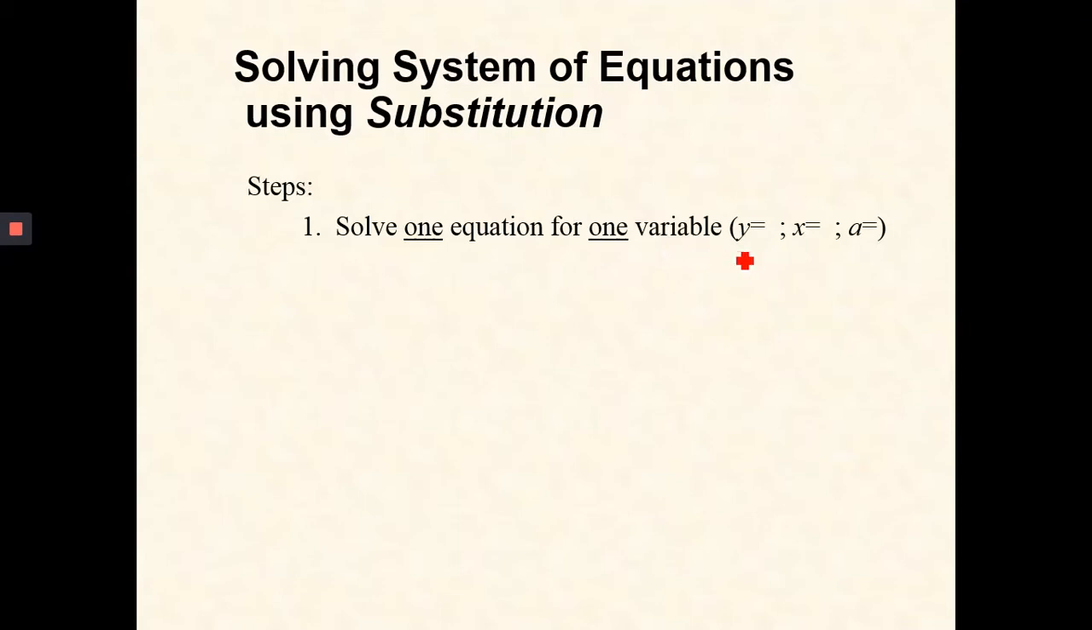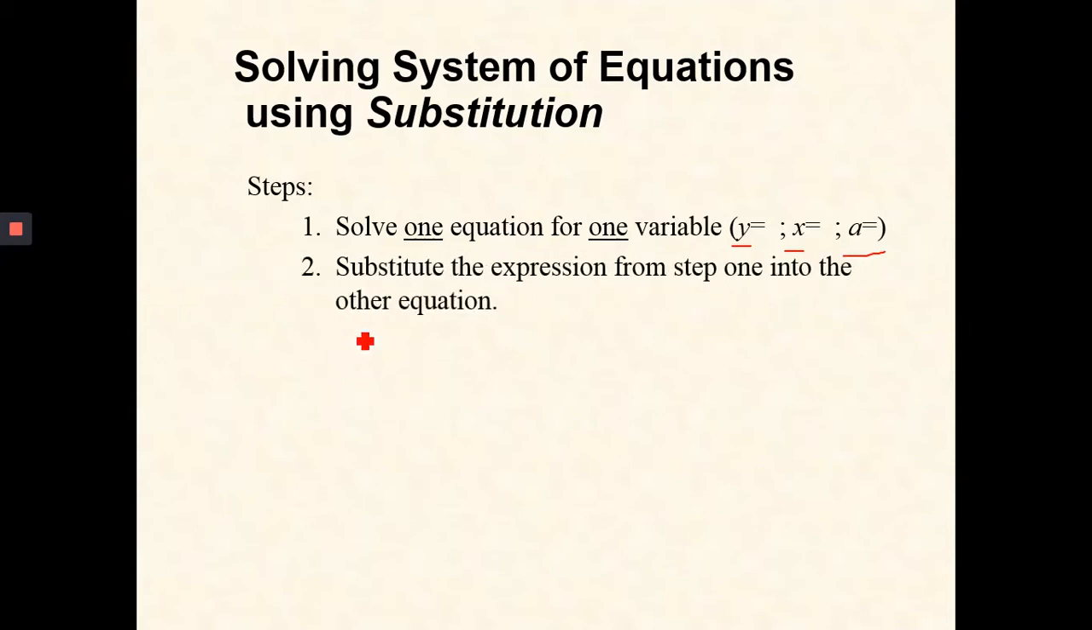Solve one equation for one variable means if you're going to solve for y, isolate y. If you're going to solve for x, then isolate x. If you're going to solve for a, then isolate a. Okay? The next one, substitute the expression from step 1 into the other equation. So whatever you get in step 1, you're going to use that in step 2.